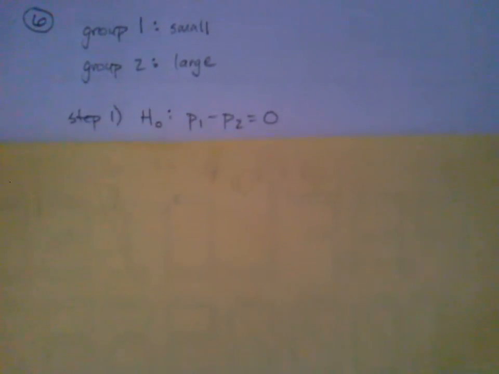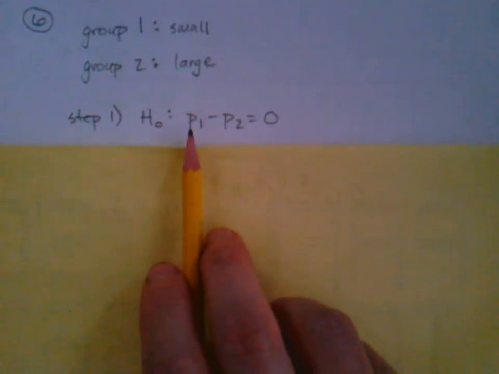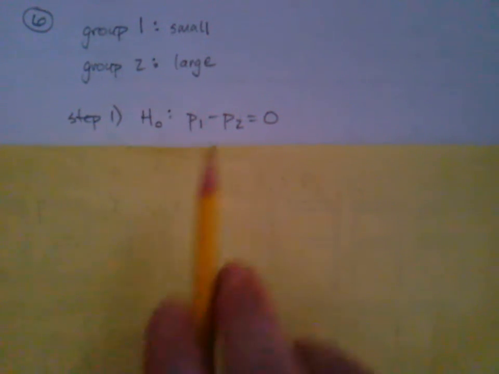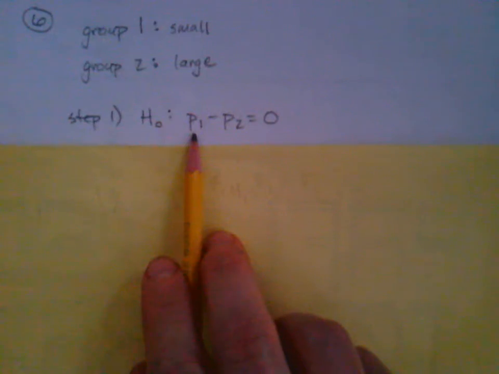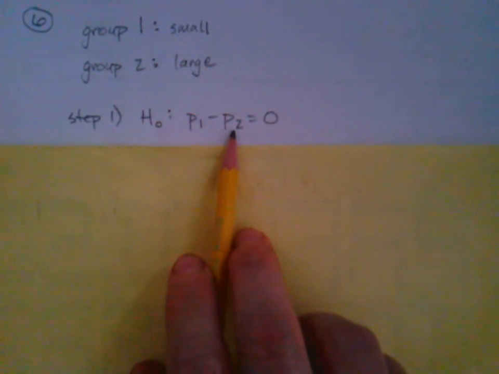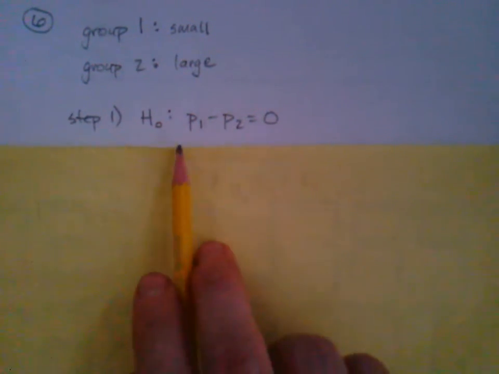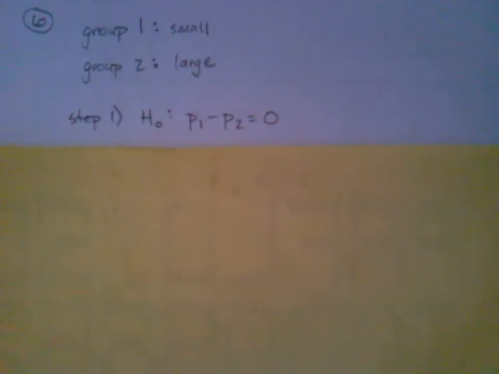Okay, what does that mean for the null and alternative hypotheses? Here, the null hypothesis takes the same style as the other examples we've done. One big difference, though, it's not a mu anymore, it's a p, because we're talking about proportion of success. So the proportion of success for the first group minus the proportion of success for the second group, we assume there's no difference so that it will equal 0.